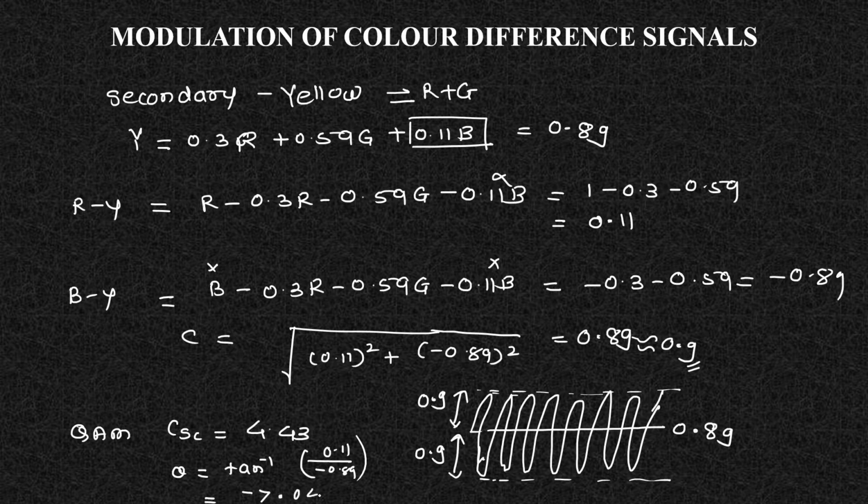Okay, so the angle will be... Now how this particular signal will be located here: this is my B minus Y, this is R minus Y, this is minus B minus Y, and this is minus R minus Y. Your R minus Y component is positive, here your B minus Y component is negative, so it will be 0.89 here, and 7 degrees. 7 degrees is again negative, so it will be somewhere here in very small amount, and this amplitude will be 0.9 here. Okay. So this is how you're going to show your yellow color on the color circle.